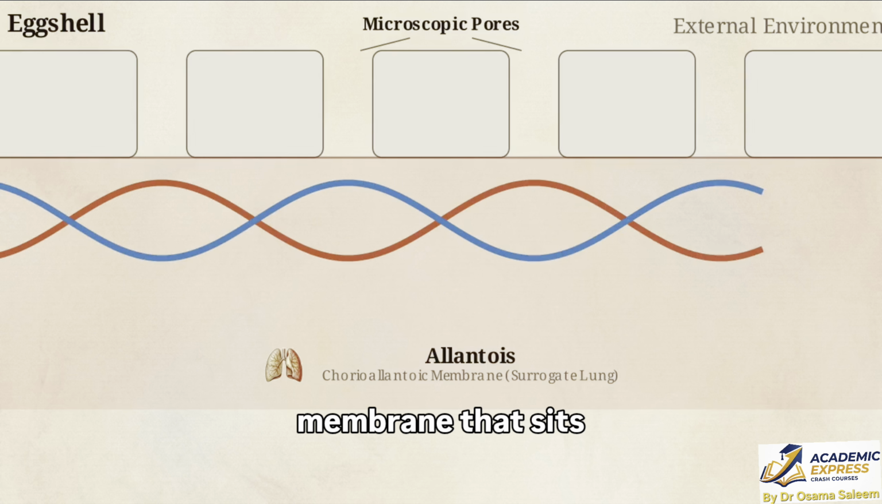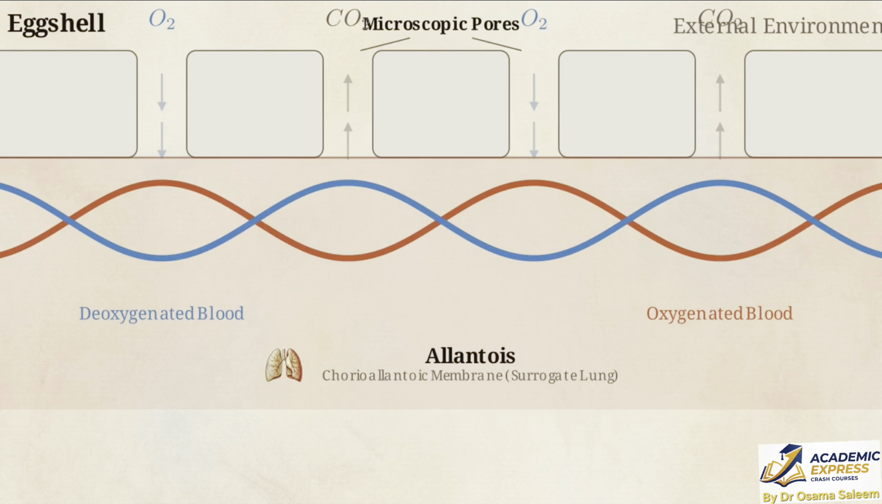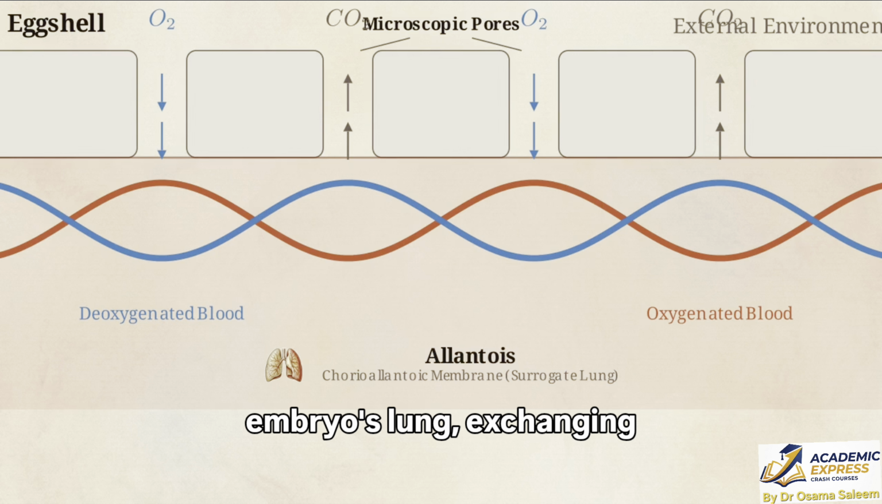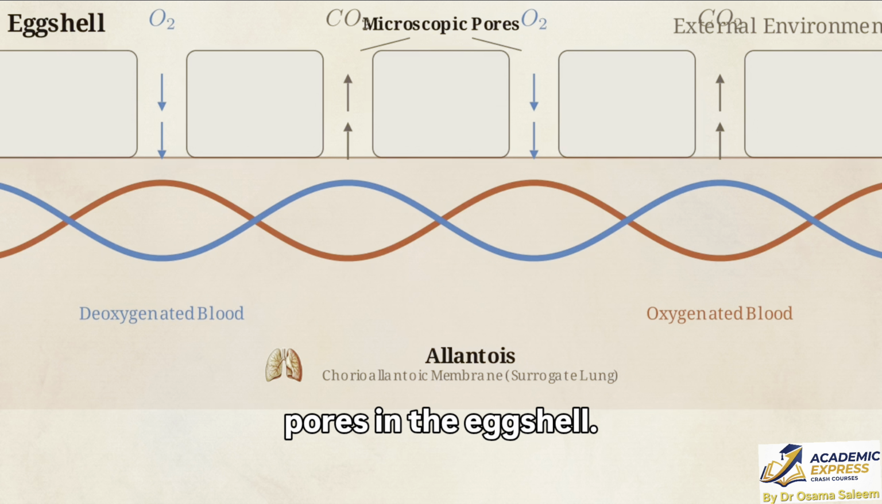This diagram shows the allantois, a vascular membrane that sits against the inner shell. It functions as the embryo's lung, exchanging oxygen and carbon dioxide through the microscopic pores in the eggshell.